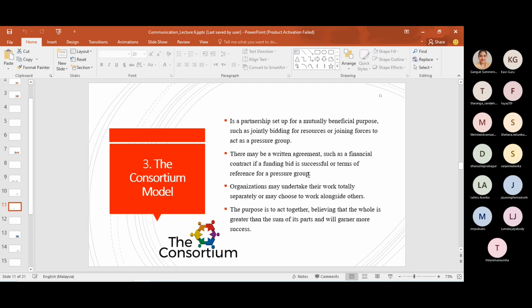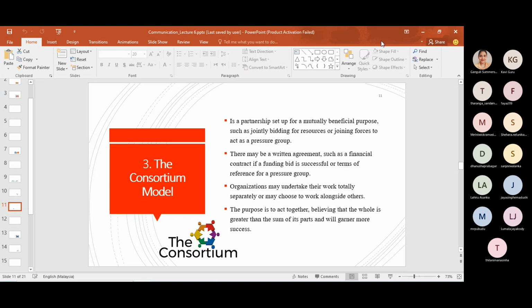Mutually beneficial, everybody in the partnership gets the benefits. That is what mutually beneficial means: when everyone gets the benefits. For example, if only one organization is getting the benefits, that is not mutually beneficial. Mutually beneficial means all the parties are getting the benefits. So in this consortium model, all the partners in the partnership get mutually benefited. They all get benefits.